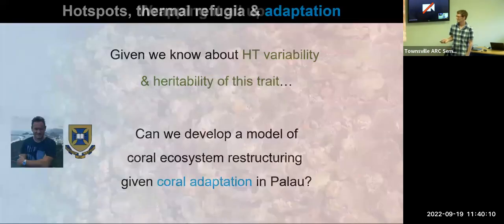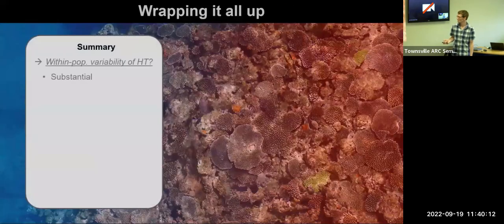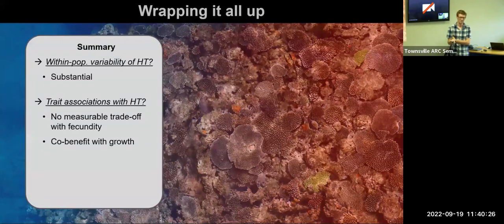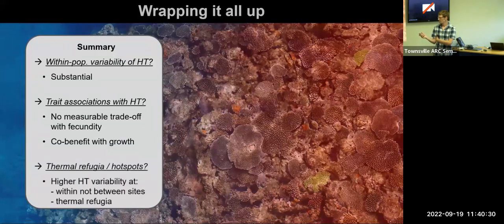And to wrap all of this up, there is substantial heat tolerance variability, even within a single species, within a single population. At least when they all have the same symbionts, it doesn't seem there are major trade-offs with other traits, like we've looked at fecundity and growth at least. And across even small spatial scales, you can find these differences in thermal regimes of different reefs.